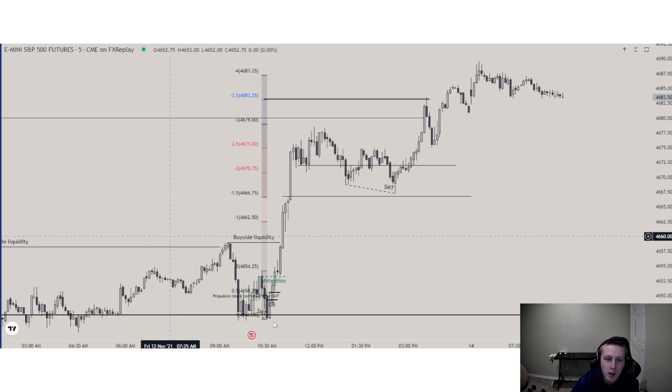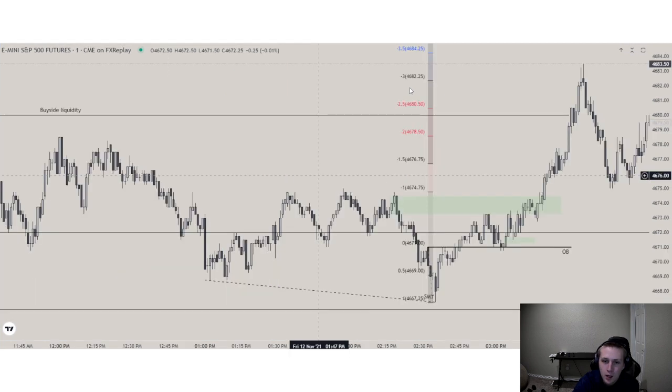But basically, I do want to map out this standard deviation. Negative 3.5 lines up perfectly with that high. This is that last manipulation move. Boom, negative 3.5, perfectly up with that high. And then I also want to draw out these last annotations here.